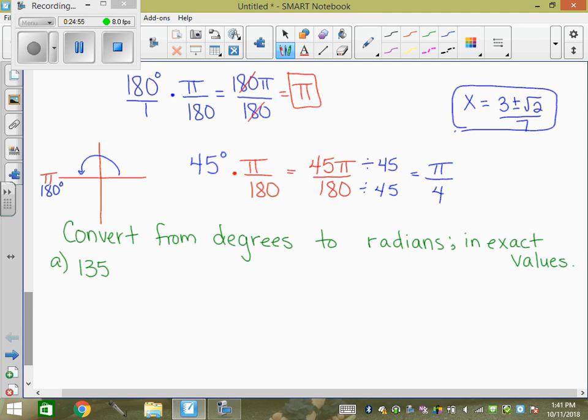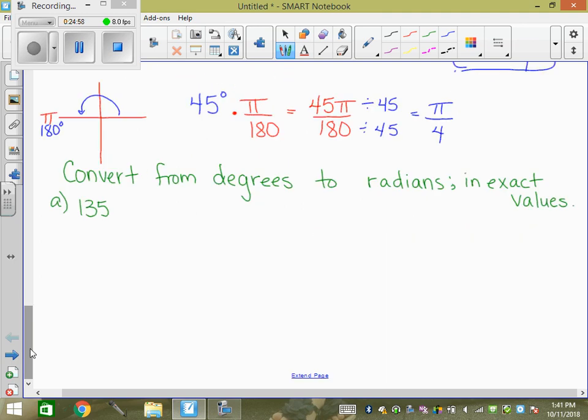Okay? All right. So I want you to convert from degrees to radians in exact values. So for example, this one, 135 degrees, we're going to multiply it by pi over 180. The answer to this is 3 pi over 4 when you reduce it. 135 pi over 180. It's 3 pi over 4. Those of you who give me the answer, you can't even do the wrong answer quickly.